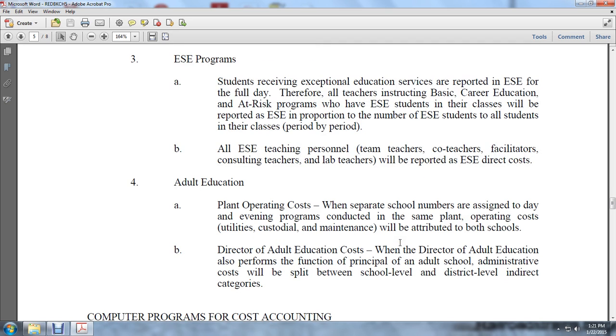Adult education plant operation costs. When a school measures the assignment to day and evening programs conducted in the same plant, operating costs, utilities, custodial, and maintenance will be attributed to both schools. Direct adult education costs. When the director of all adult education performs the function of the principal of the adult school, the administrative costs will be split between the school level, district level, and direct categories.